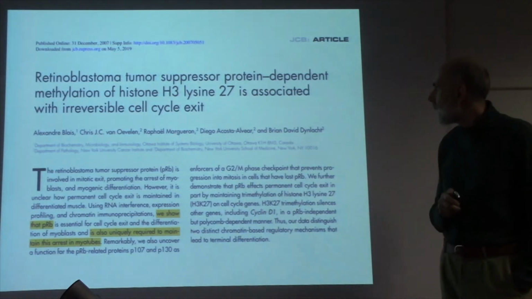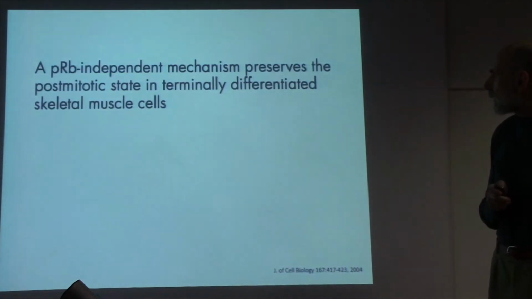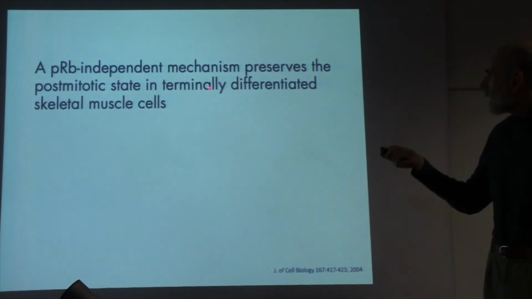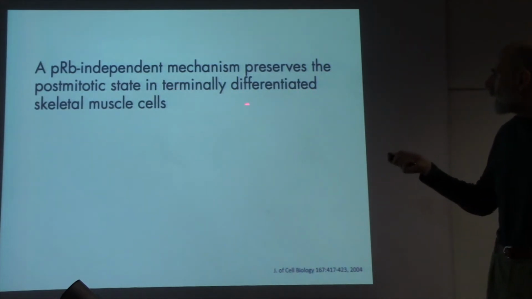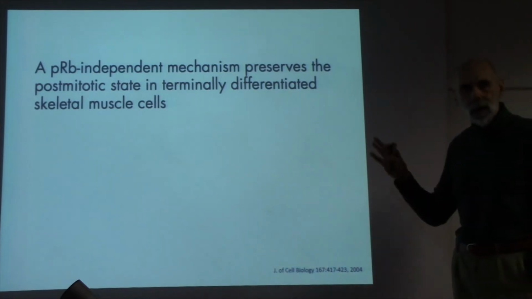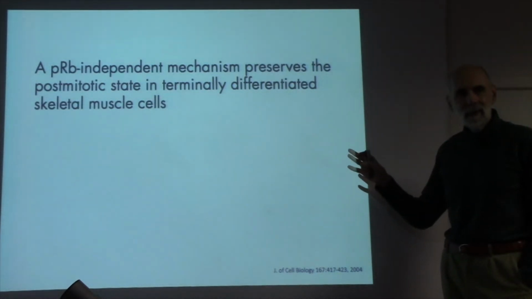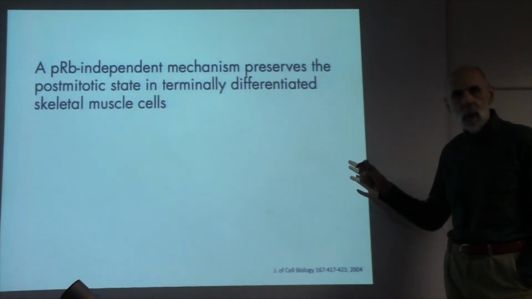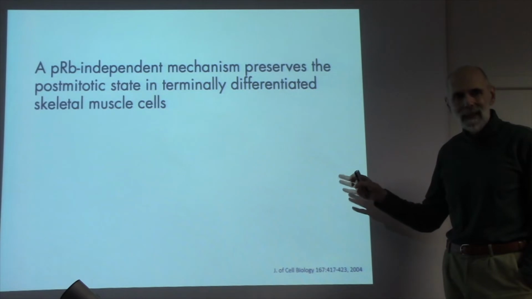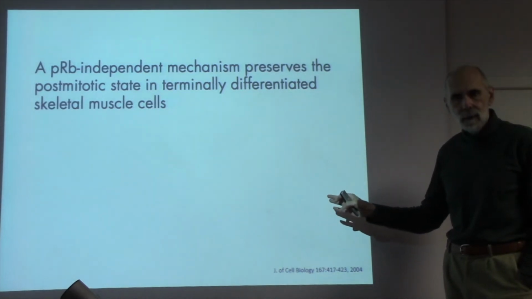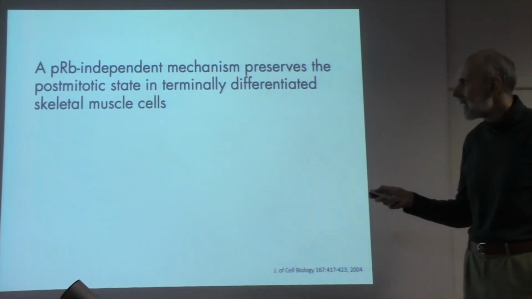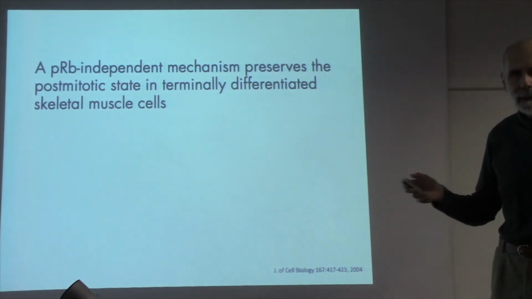First, look at the previous paper. Preserve the postmitotic state in terminally differentiated skeletal muscle cells. The authors believe that probably the same mechanism holds true for other terminally differentiated cells. But they don't dare to draw that conclusion because it is not necessarily correct. So they stay in skeletal muscle cells.